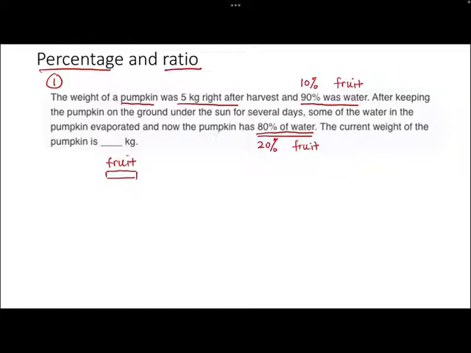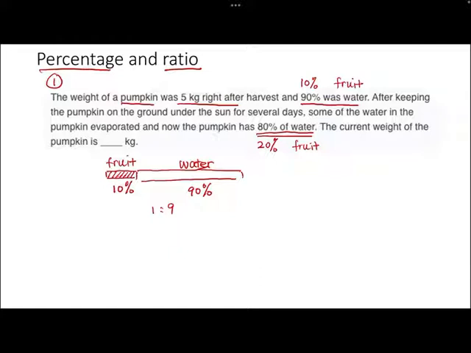So after keeping the pumpkin on the ground for several days, some more water evaporated, which means the water will get less, and they're going to get 80% water. In other words, the pumpkin meat we have left will be 20% of the fruit. They're asking us, what is the current weight of the pumpkin right now? How can we solve this problem?